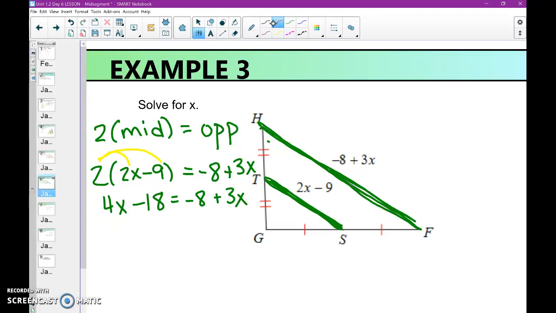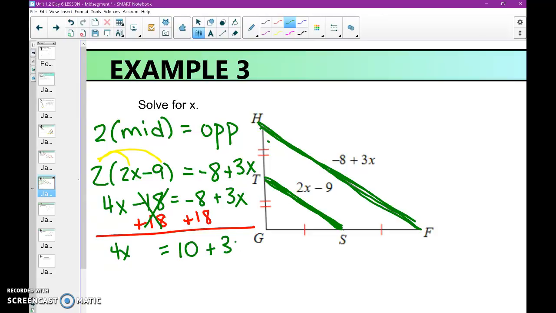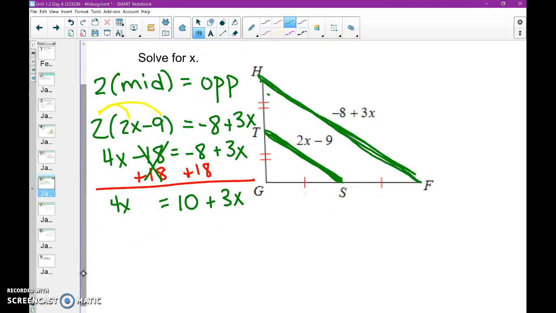Now I've got to start moving some stuff around. I want to get all the numbers on the right-hand side, so I'm going to move 18 over here. And we'll just drop the 4x down. That's the same. This is now gone. And negative 8 plus 18 is going to become 10. And then 3x is over there. Now I've got to move my variables together. So I'm going to move the 3x over by subtracting. It's going to get rid of that there.